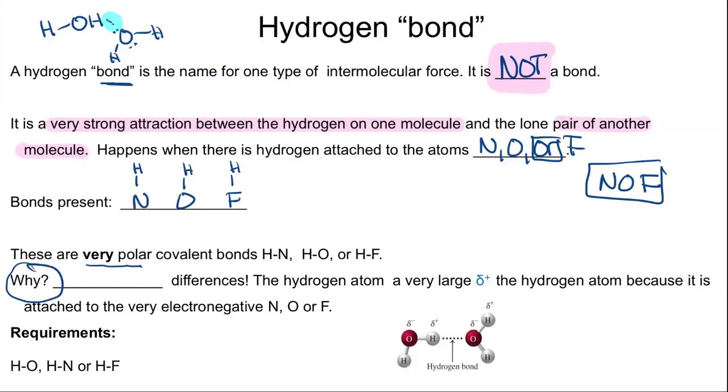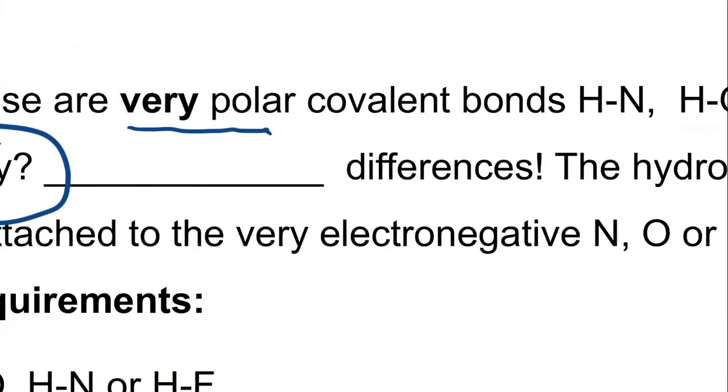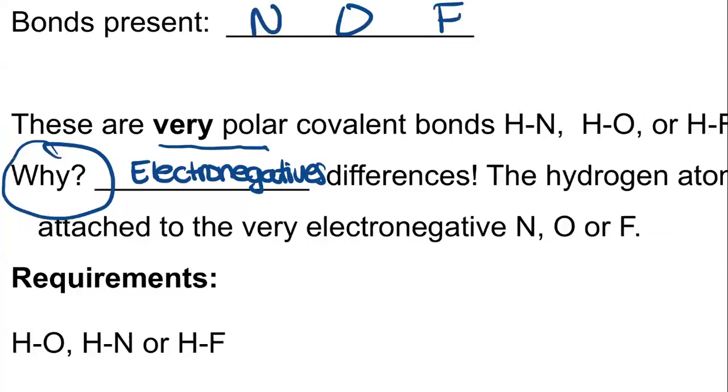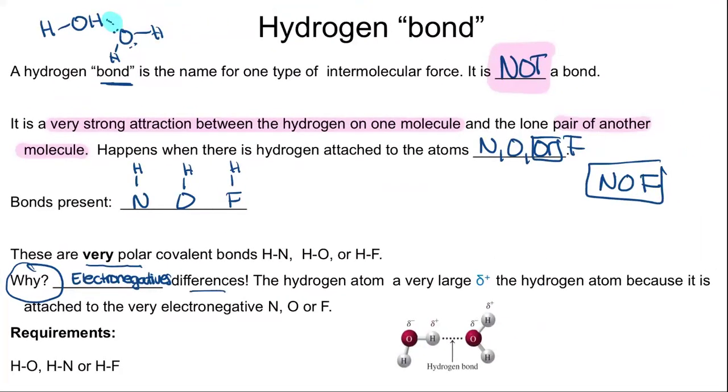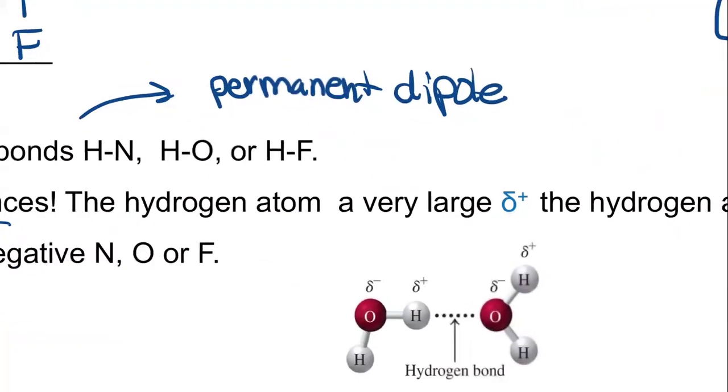Why are these very polar covalent bonds? Electronegativity differences. The ability to pull electrons towards themselves in that bond. Instead of sharing them equally, fluorine's a hog. It's going to pull them. So because we have these electronegativity differences, we have very polar bonds. The very polar bonds give us what we could call a permanent dipole, all because of electronegativity. The hydrogen atom has a very large partial plus, right? Because those electrons in that bond are going closer to the oxygen, leaving hydrogen with less electrons between them.